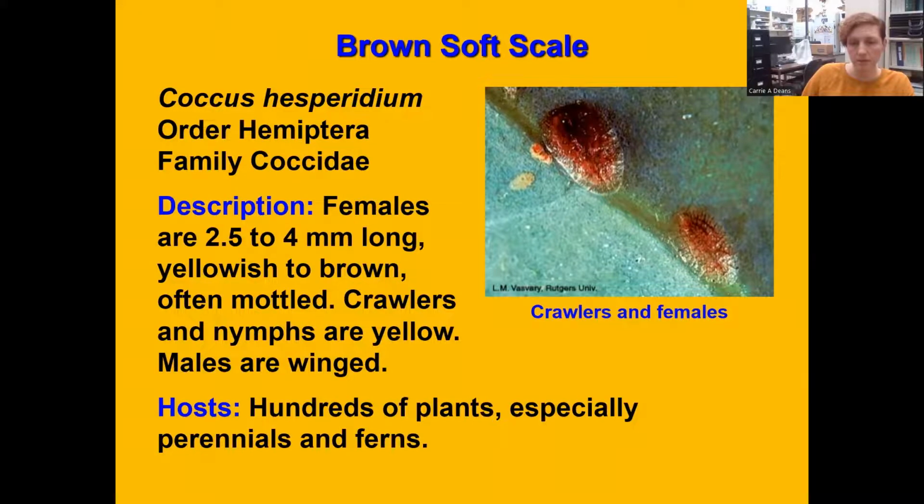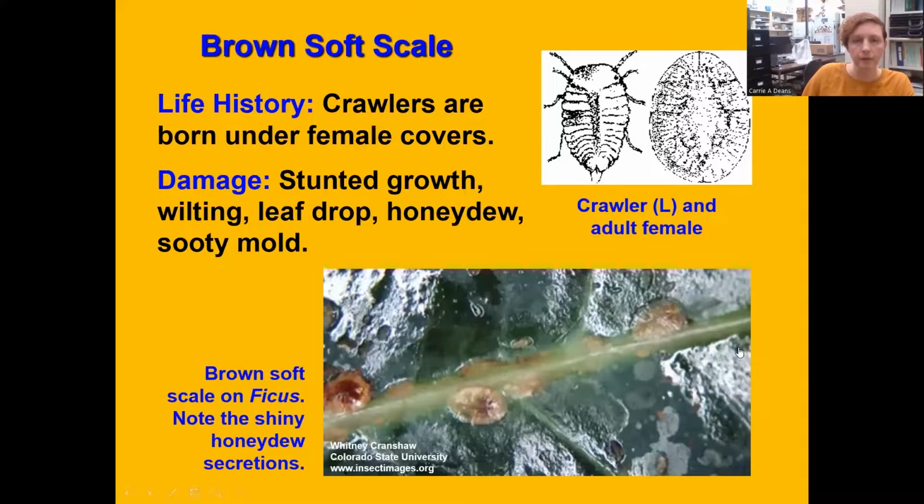This particular species is quite prolific, so it can feed on hundreds of different types of plants, but it is partial to perennials and things like ferns. You can see the crawlers here are kind of more yellow colored than the females. So again, as mentioned, the crawlers, the immatures are born underneath the female covers, which provide them a certain amount of protection in this stage.